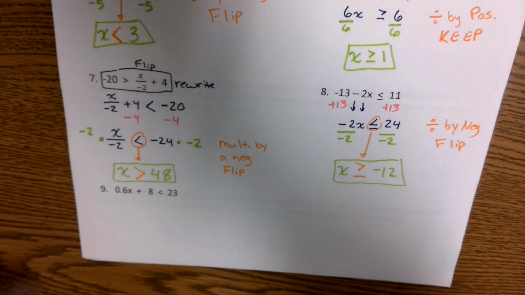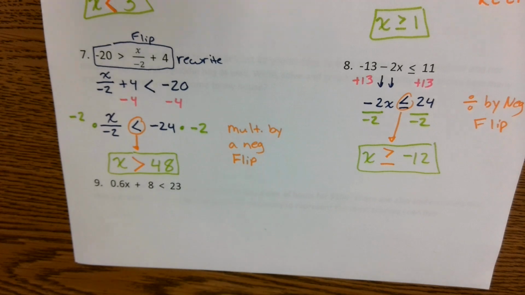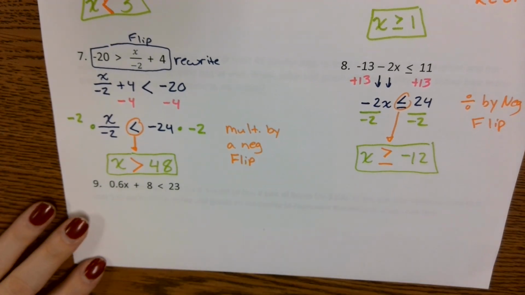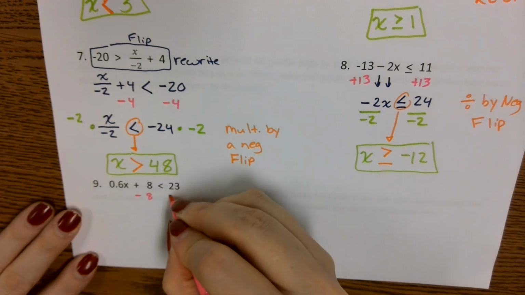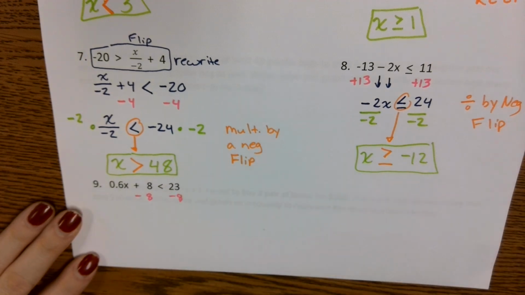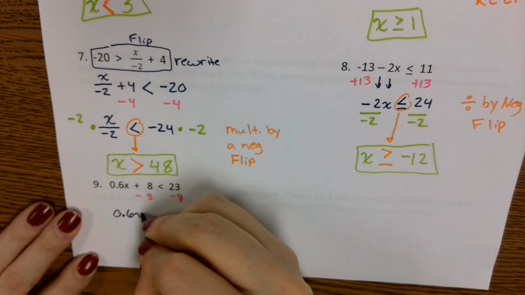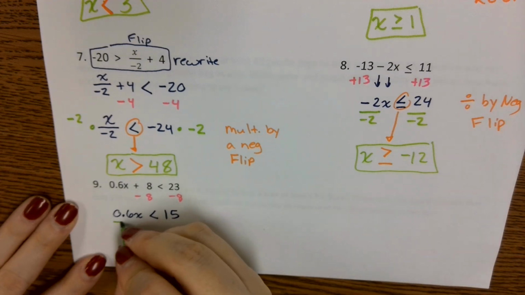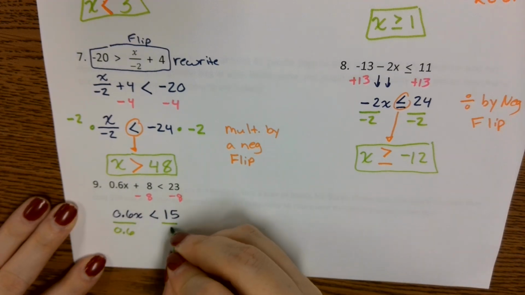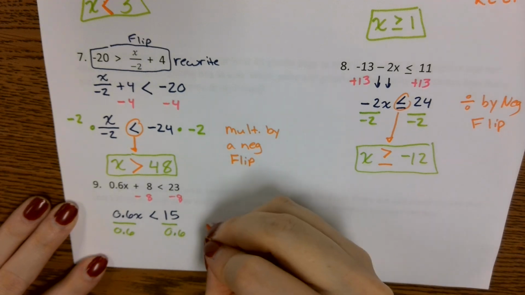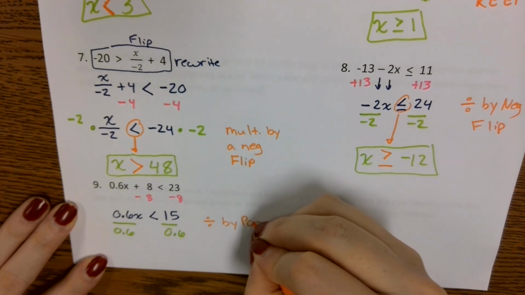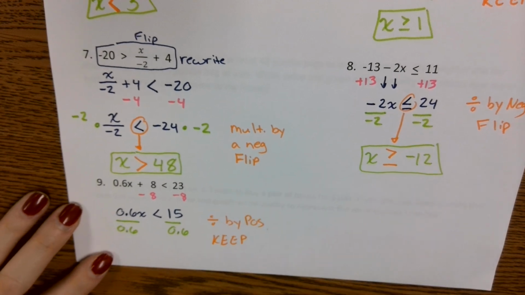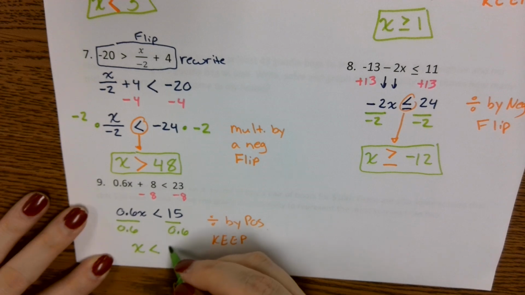Okay, our last problem, we have 0.6x plus 8 is less than 23. There is no need to do any kind of rewrite, so we can keep it as it is. We're going to subtract 8 from both sides first. That leaves us with 0.6x is less than 15. Then we divide both sides by 0.6. We're dividing by a positive, which means we keep our inequality just as it is. So we get x is less than 25.